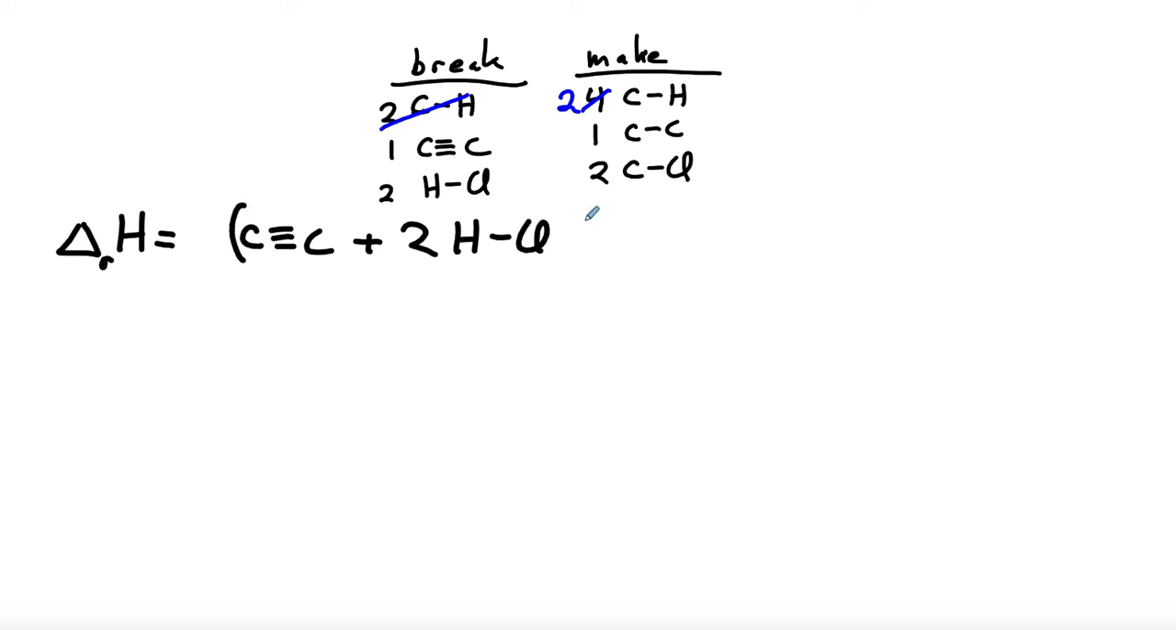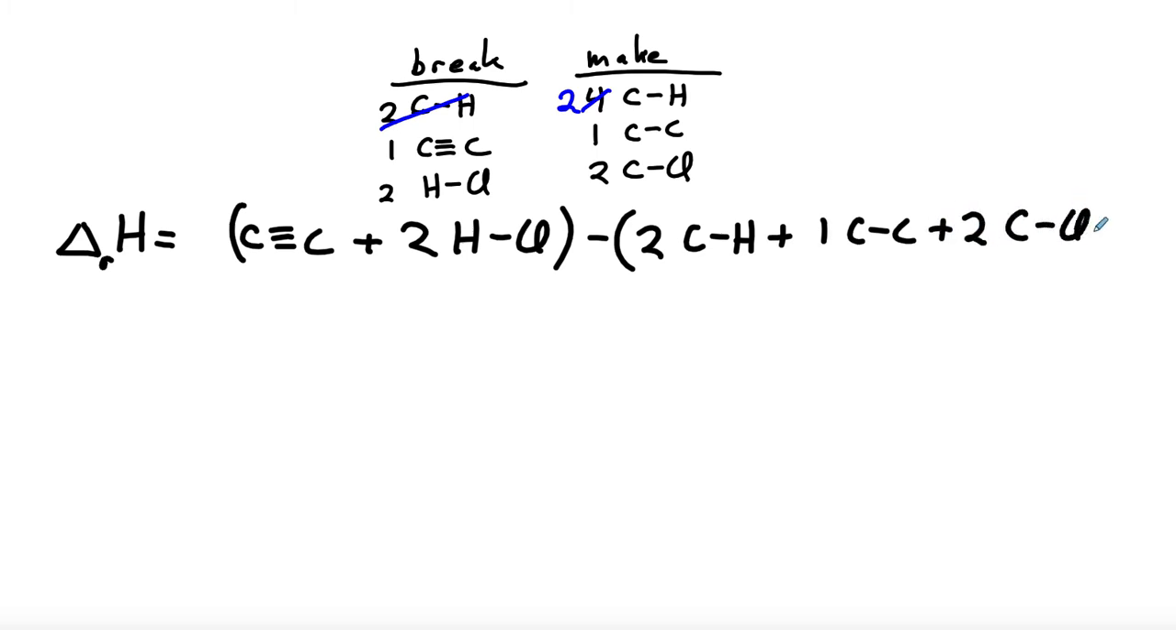So we have to add those up. And then we subtract the energies of the bonds that we make because that's going to release energy. So we said 2 times the bond energy for carbon and hydrogen. We're making 2 net carbon-hydrogen bonds. We have the energy for a carbon-carbon single bond, and we make 2 carbon-chlorine bonds.